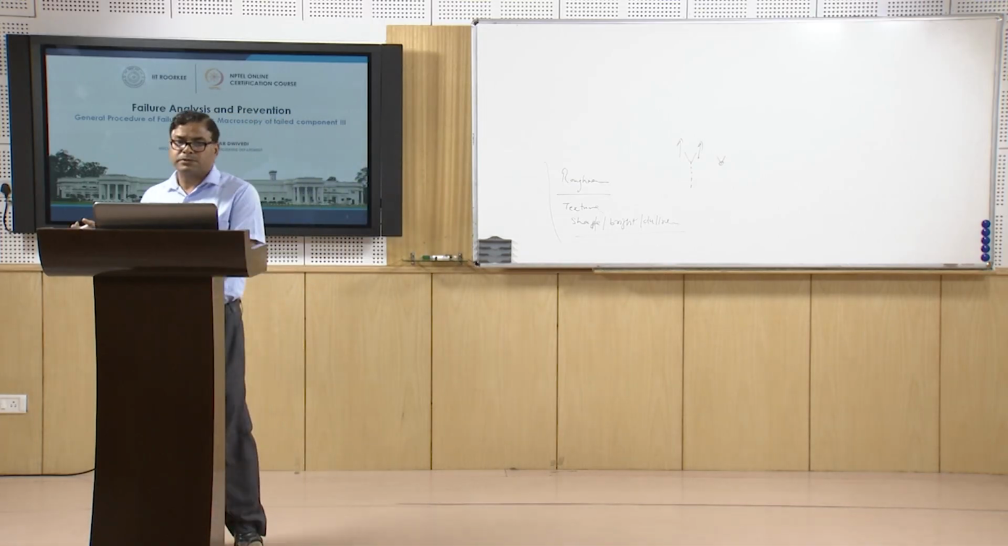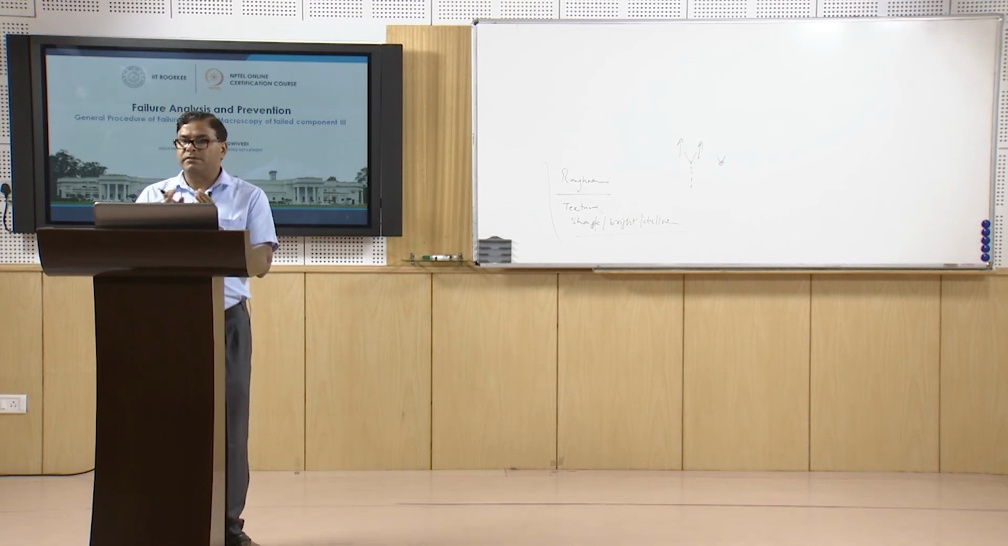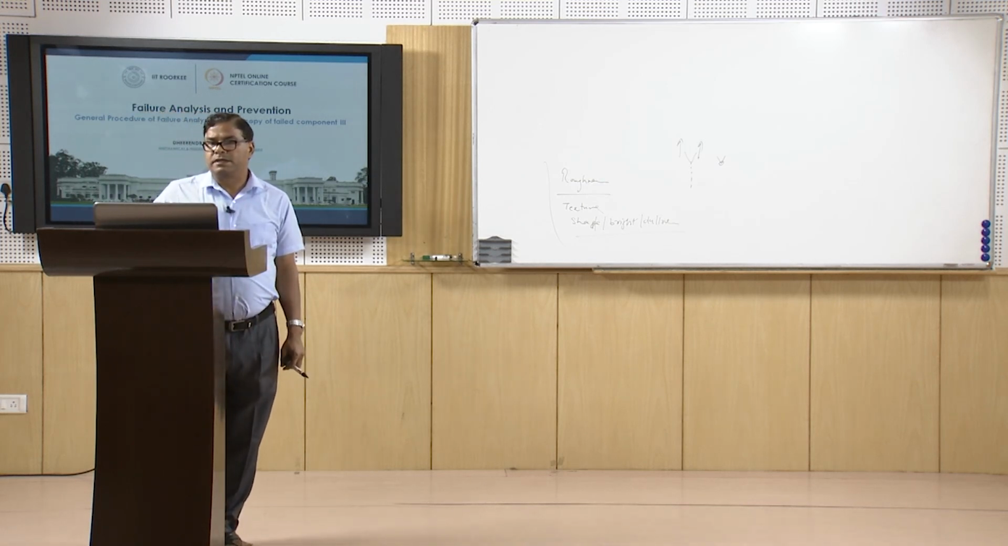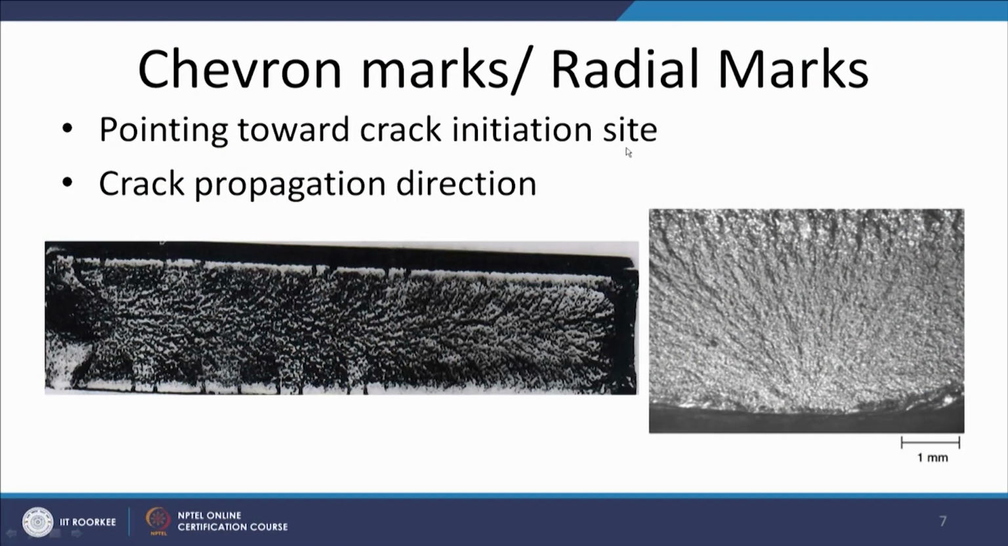There may be exceptions also in some of the cases where the tip of the chevron marks indicates just the reverse phenomena. So, basically the chevron marks point towards the initiation site. So, if the chevron marks are oriented like this, then they will be pointing towards the initiation site. This is the normal general understanding, but in exceptional cases, the chevron marks will be pointing towards the end fracture zone, but that happens very rarely.